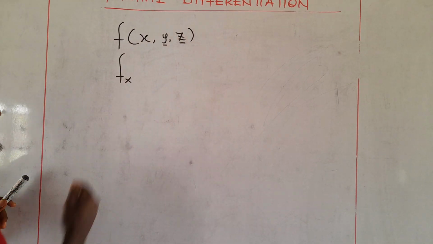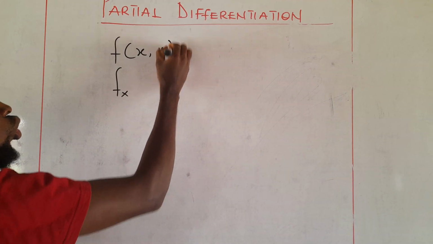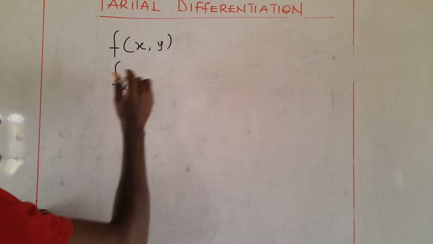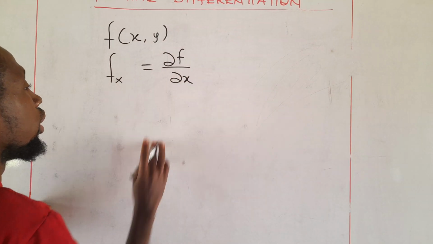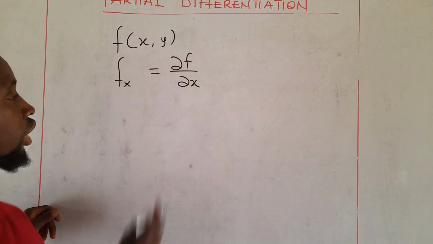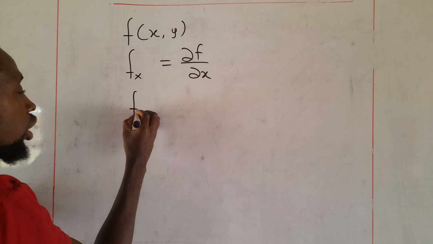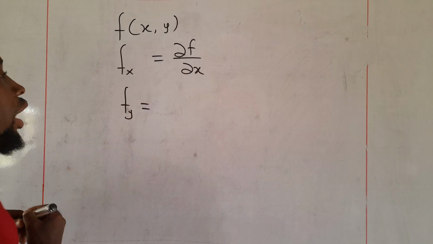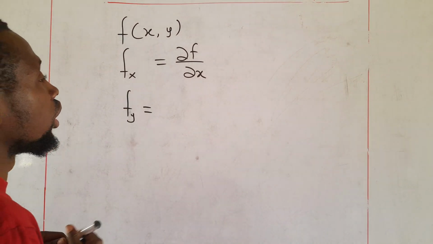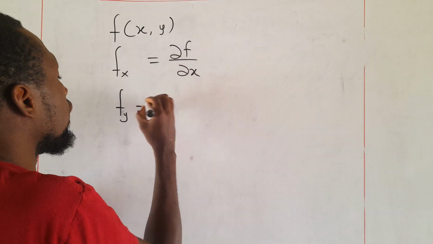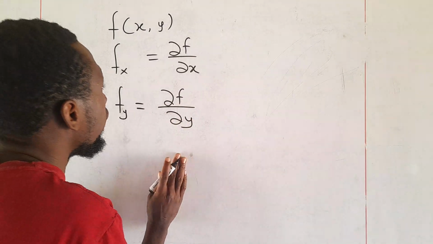That's f subscript x. Then, let's say the function is dependent on two variables only. This is the same as del f over del x. So please take note. If you do not see this, it's the same as that. Also, for the partial differentiation of the function with respect to y, the x will be held constant. In that case, this is the same as del f over del y.